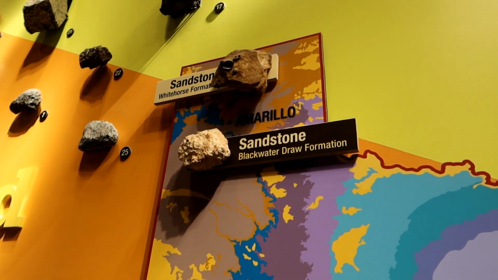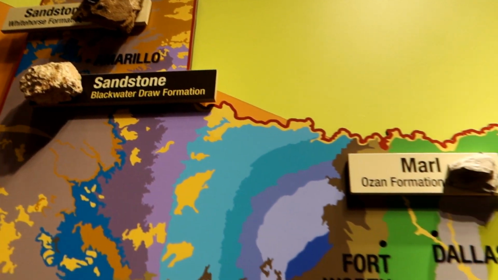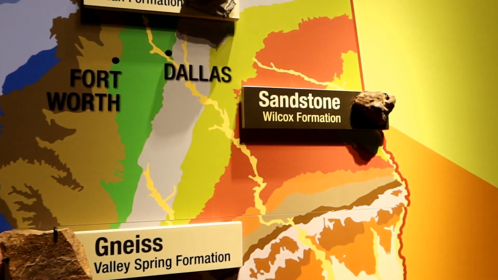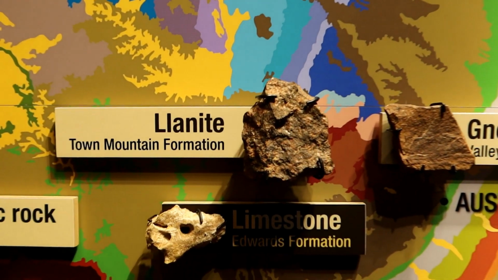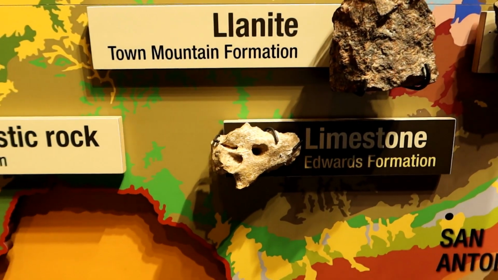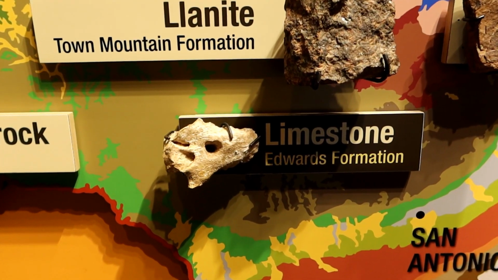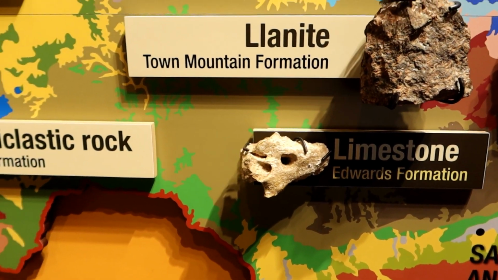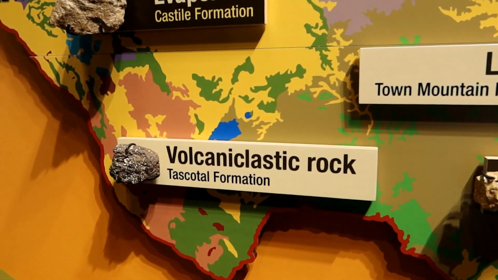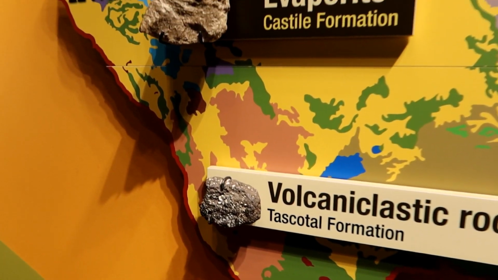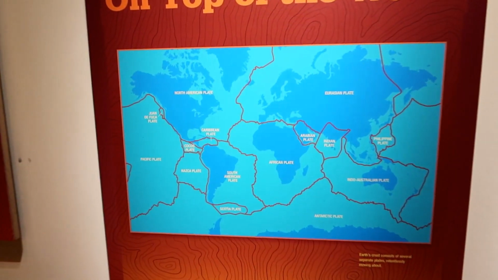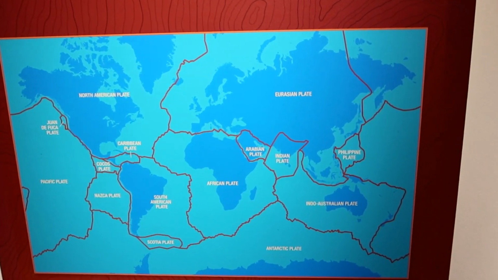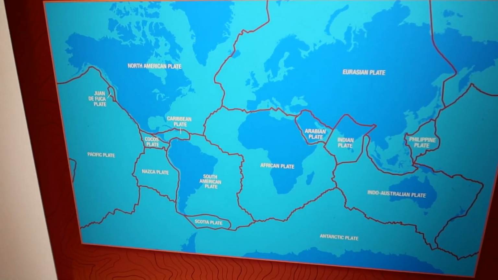Different types of sandstone up on the top there. Even some sandstone over here. Nice allanite. Limestone. I've shown you a whole bunch of limestone under my house. Yeah, this whole area is kind of done that way. Volcaniclastic, evaporite.